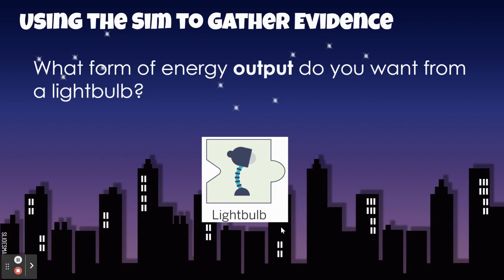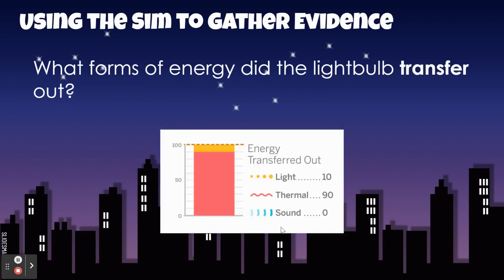If you say light, you're right, because when I turn on my light switch, I expect to get light. Do I expect to get heat? Probably not. It's more important for me to get light when I turn on my light switch. What forms of energy did we get?